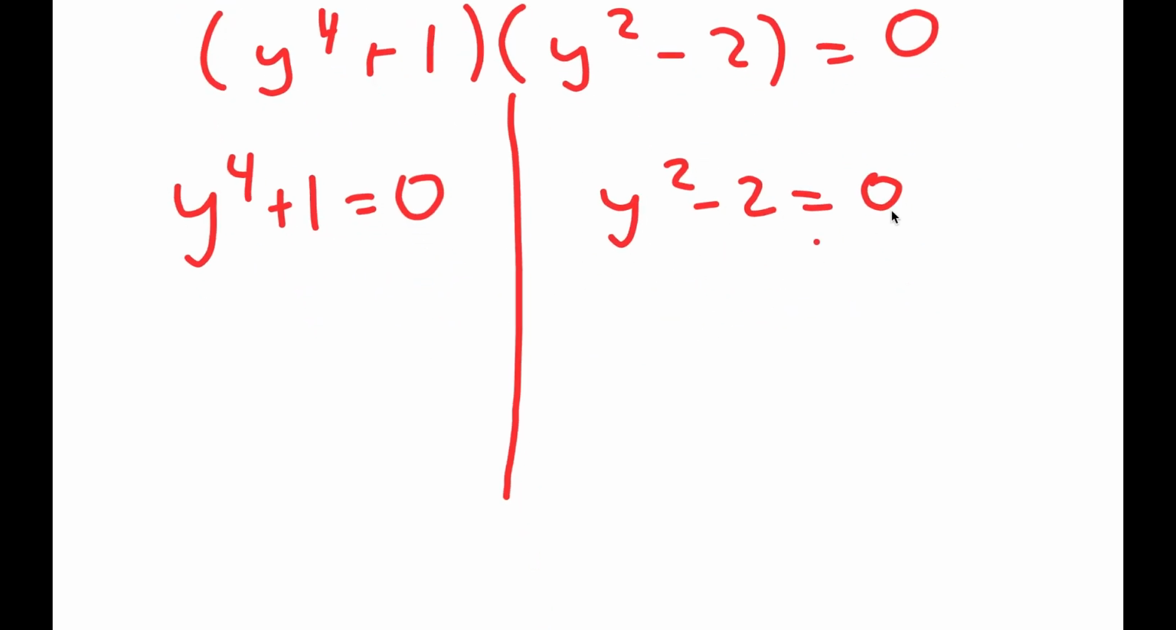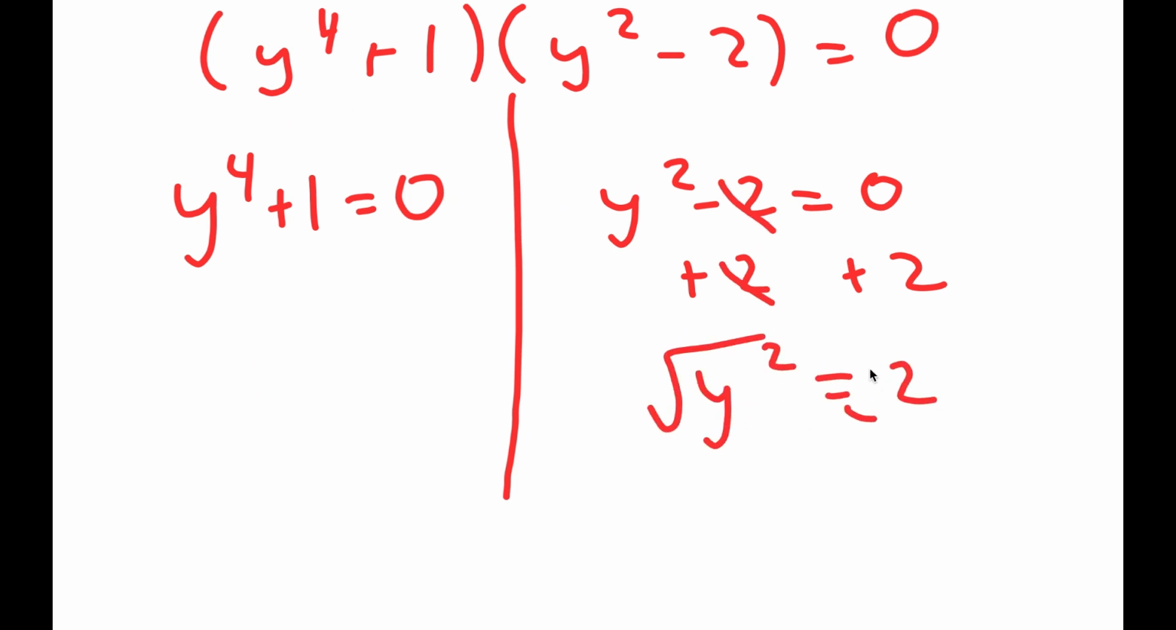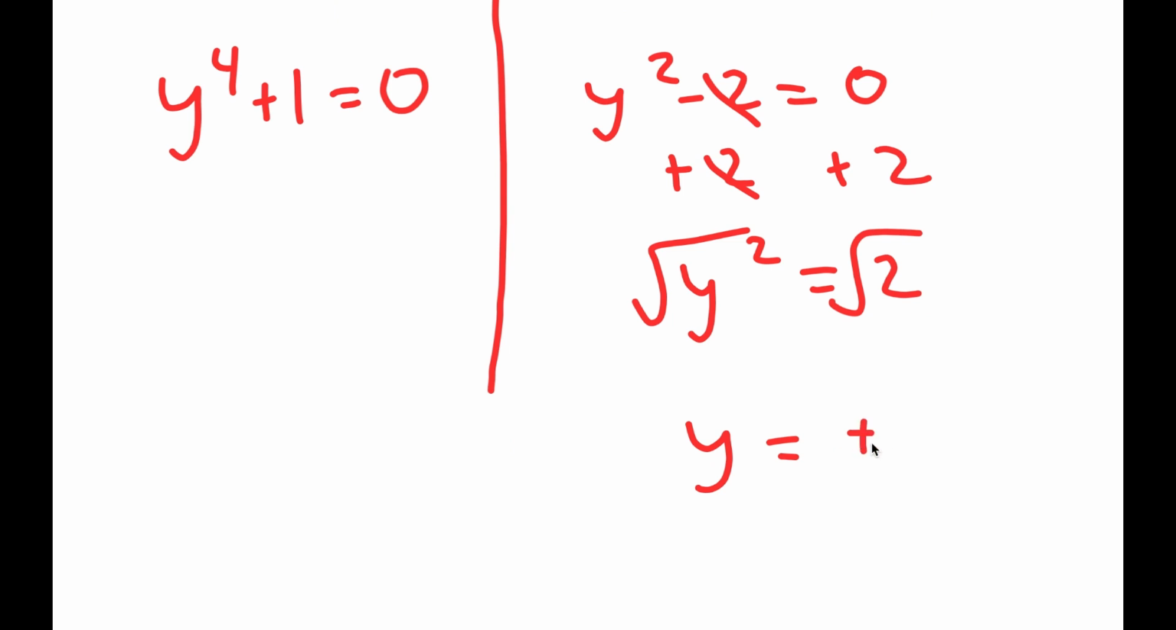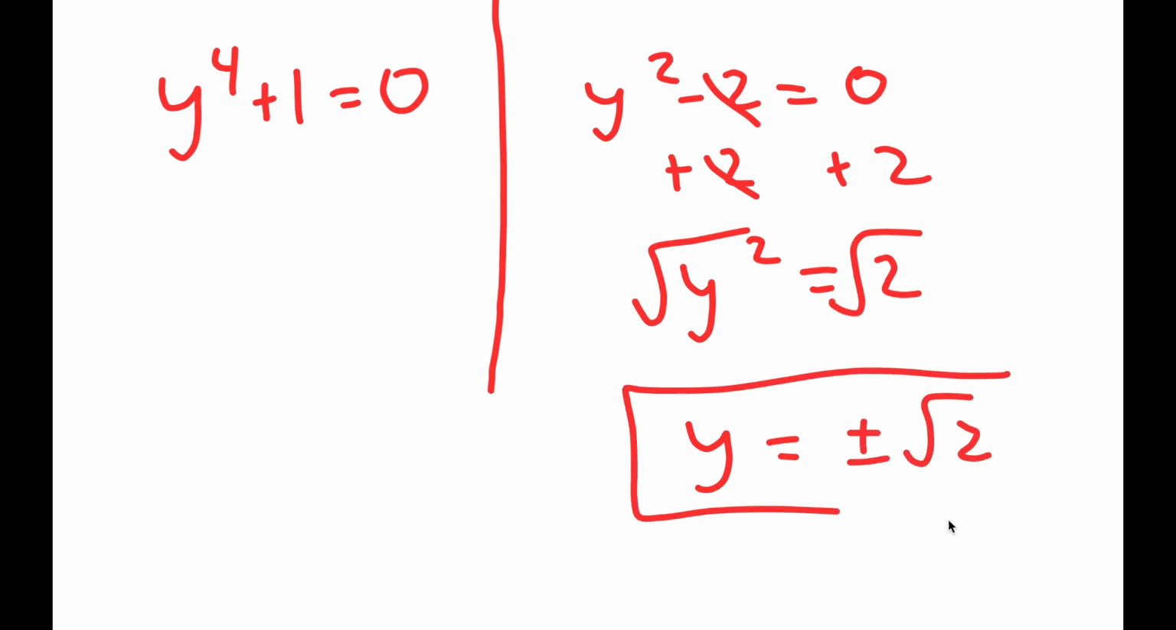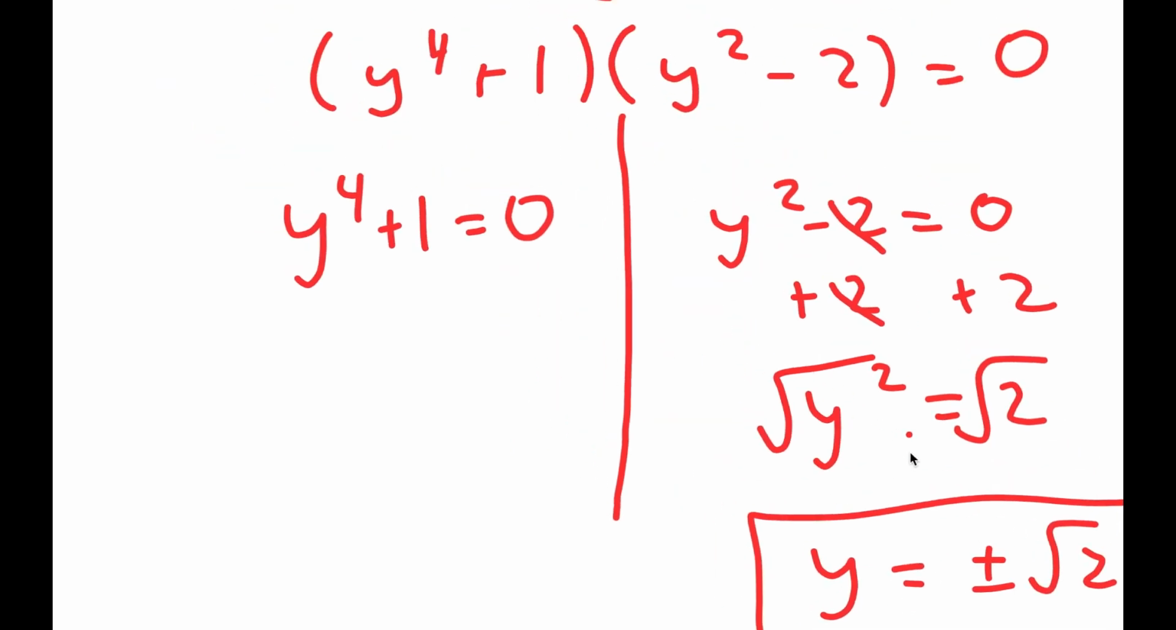So for y squared minus 2 equals 0, all I have to do is add 2 on both sides, and I get y squared is equal to 2, and if I take the square root, I get y is equal to positive negative square root of 2. So this is my answer for this. These are two solutions, and for two more solutions, I'm going to rewrite this as y to the power 4 is equal to negative 1.